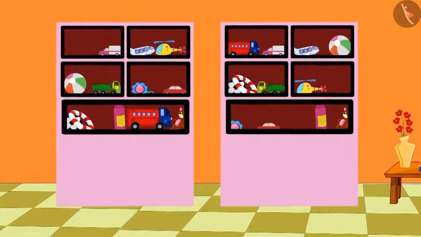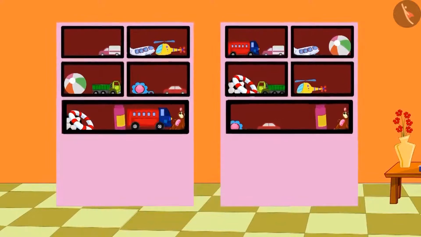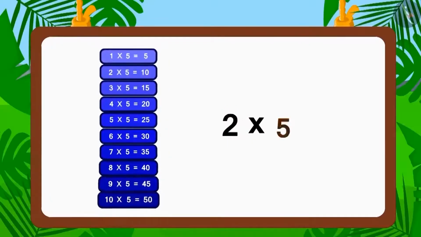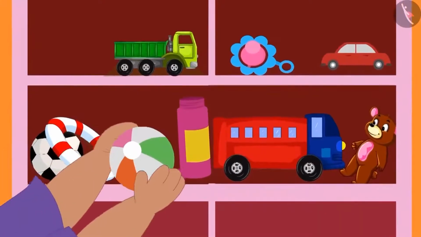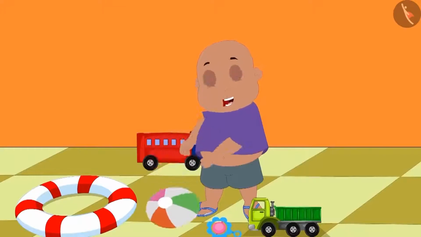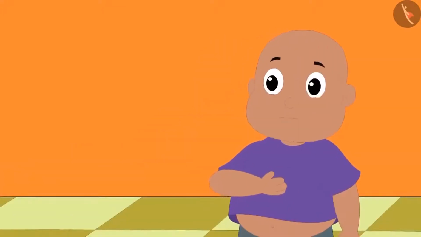Can you find out how many shelves were there in total? How will we write this by using multiplication? 2 multiplied with 5. How much is it? 10. Bablu took a few toys from one of those cupboards and started playing with them. Now Bablu again started to feel hungry.